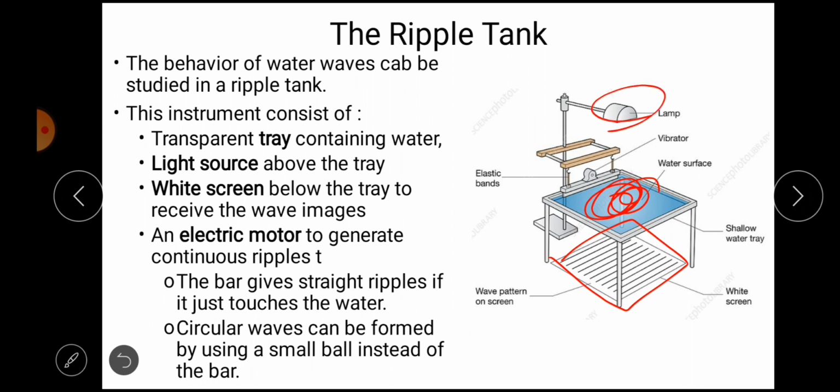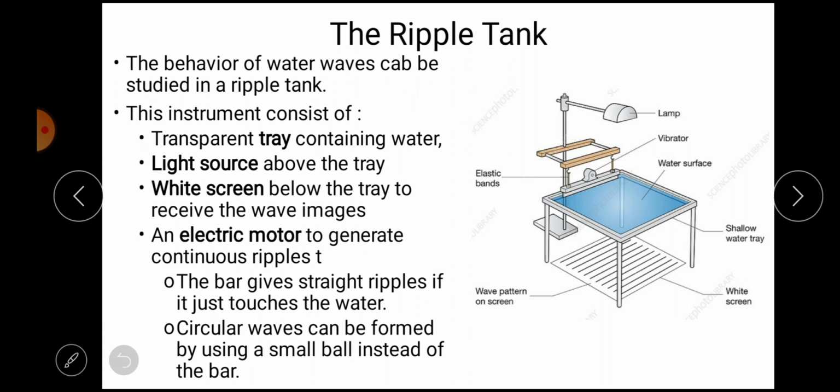So when the light shines on the tray, the waves formed in the tray will be visible below on the screen. So it is easier to look at them at the bottom. And that is going to make it easier even for us to trace and also to draw them. So let me just erase everything here.